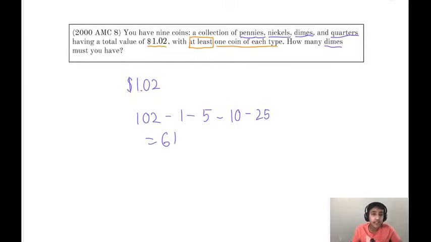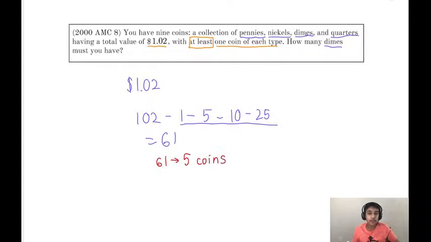Okay, so now we have 61 cents left, and we want to give it to the different coin types. So we want to somehow get 61 cents. But wait, remember that we already used 4 coins. These are 4 coins already used. So now we have to make 61 with 5 coins.